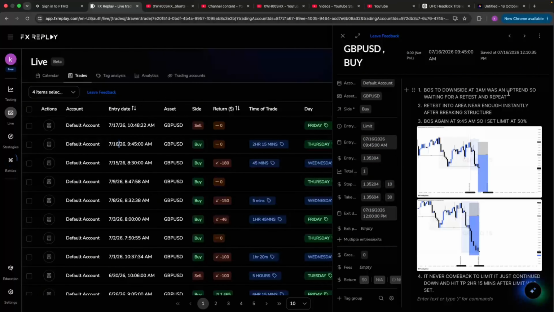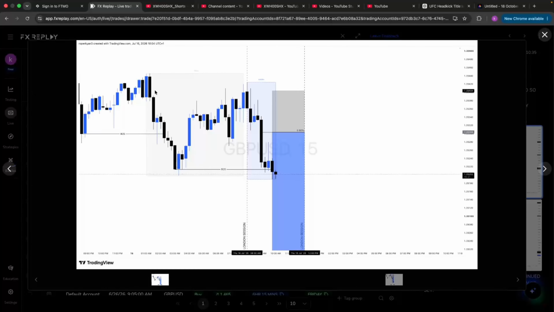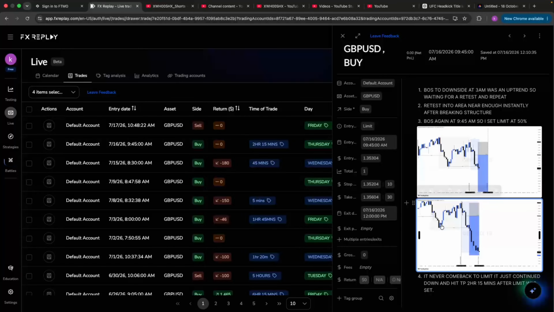The downside at 3 a.m. was an uptrend, so waiting for a retest and repeat. Retest into area near enough instantly after breaking structure. BOS, break of structure again at 9:45 a.m. So I set a limit. So this was here, break structure. Near enough instantly because this was an 8 a.m. candle and it broke structure at 10:04. So 2 hours into London session broke structure.